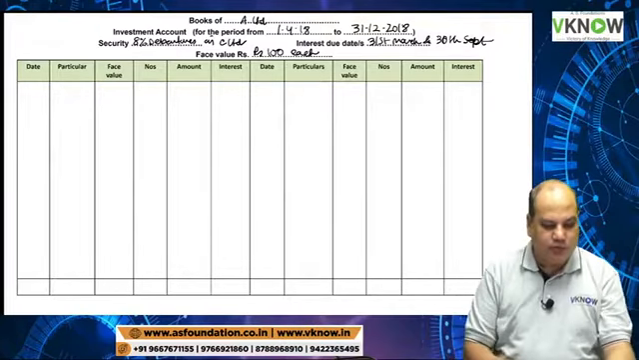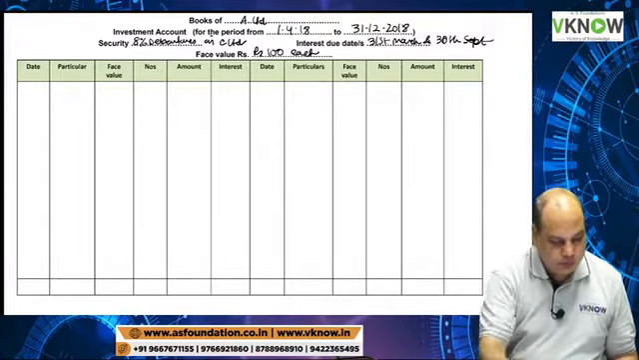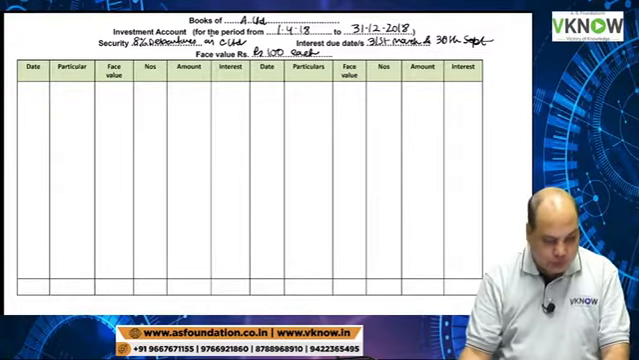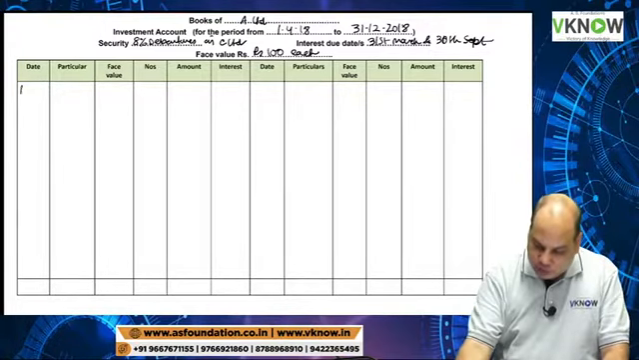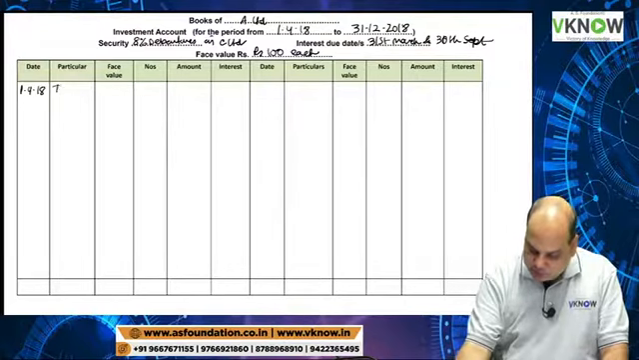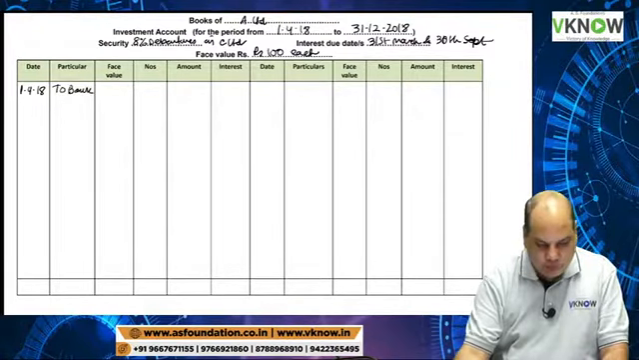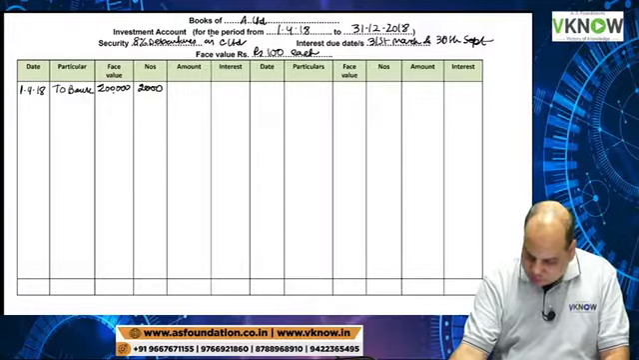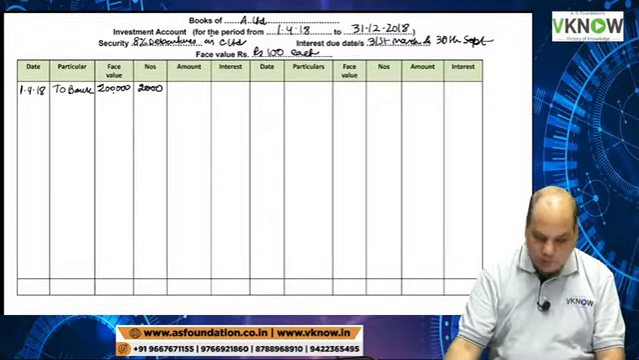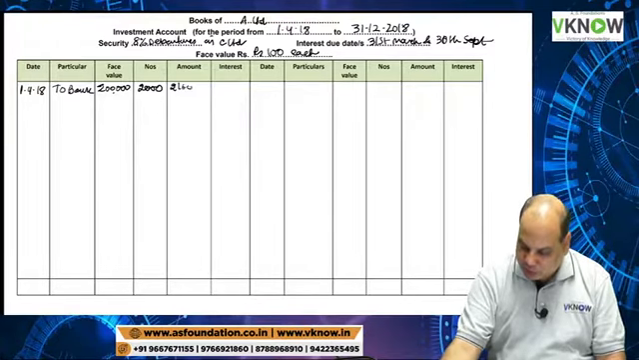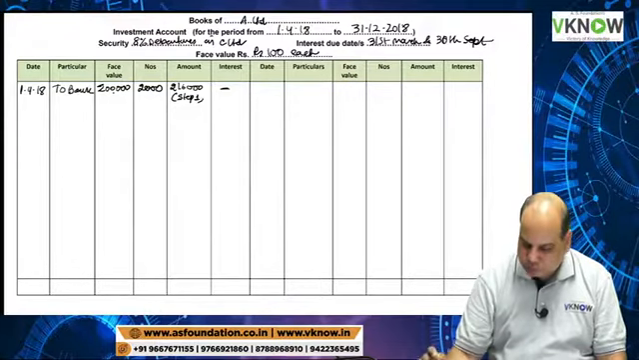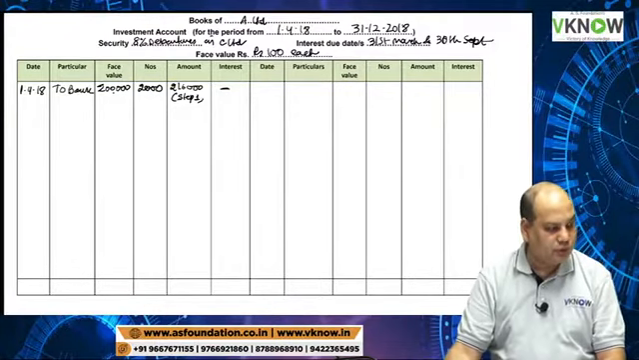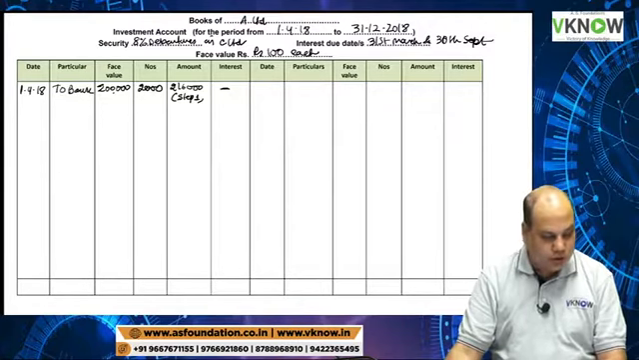Keep the question in front of you and you will understand. 1st April 18. You will give me answer first. To bank. Face value was 2 lakh. Number is 2000. And the amount paid was 2,16,000. In bracket step 1. And there was no interest accrued.